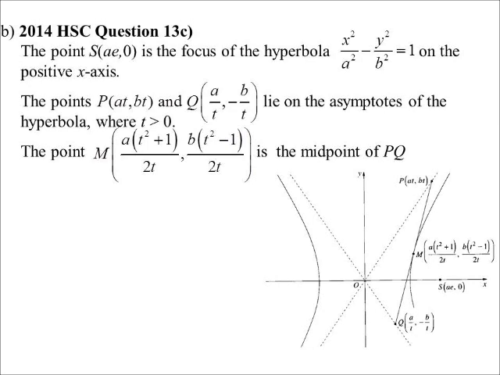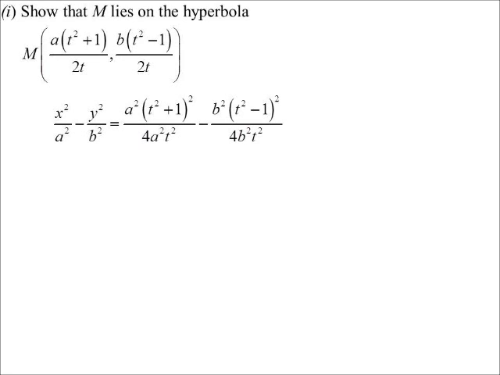Point M is the midpoint. Show that M lies on the hyperbola. So we've got to get those coordinates, substitute it into the equation of the hyperbola, and see what happens. So there's the coordinates they gave us for the midpoint. x squared on a squared minus y squared on b squared. Play around with that.